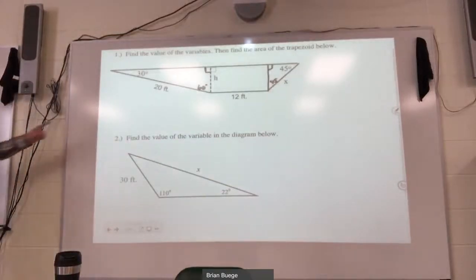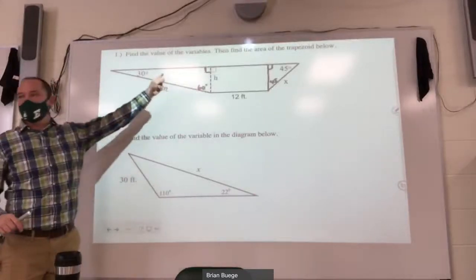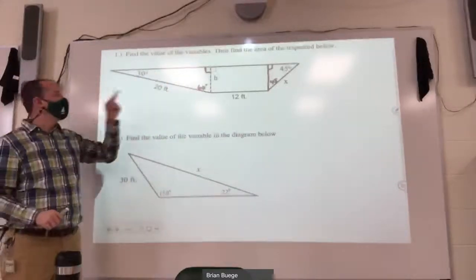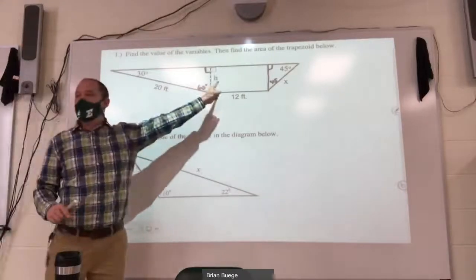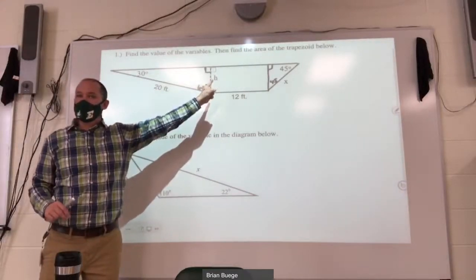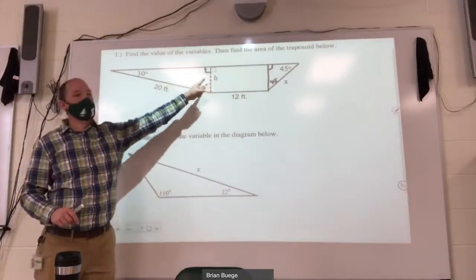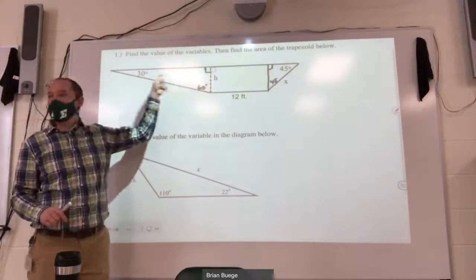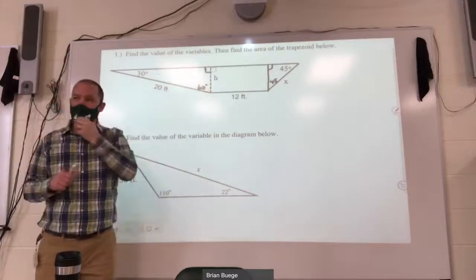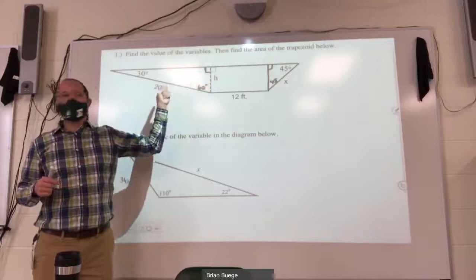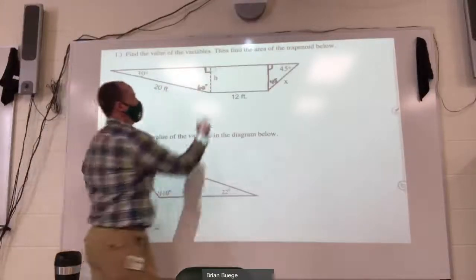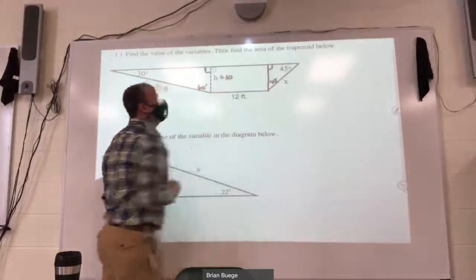In the first one, 30, 60, 90, if we start here and work our way that way, we know that the hypotenuse is 20 feet, which means, what does the height have to be? The height is also the short leg of that triangle. You work backwards a little bit. Remember, the short leg is always half the hypotenuse. Hypotenuse is always double the short leg. So if that's 20, that means that is 10.